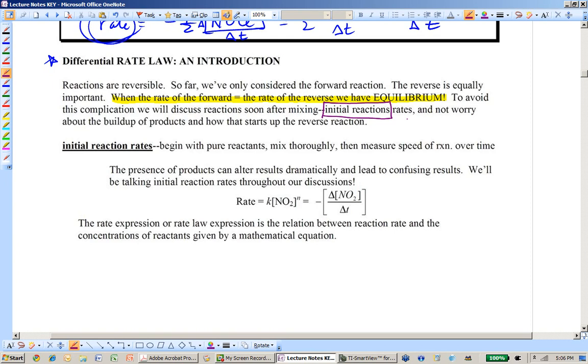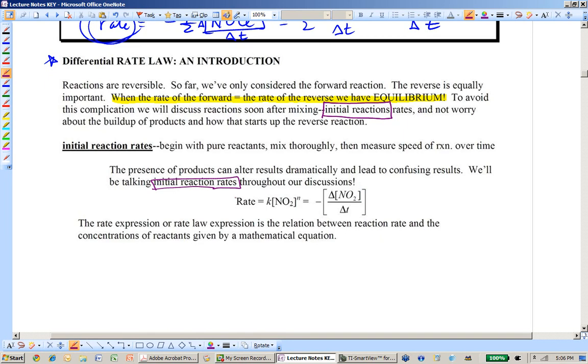So initial reaction rates begin with pure reactants. You mix up the pure reactants thoroughly, and then you figure out a way to measure the speed of reaction over time, and your eyeballs are not your best tool. We either talk about changes in temperature, number of bubbles of gas, and one we're probably really most fond of is color change, because we get some color change in this unit. It's kind of fun. The presence of products, again, could alter those results dramatically and lead to very confusing results. So we're going to talk, again, initial reaction rates throughout the rest of our discussions.